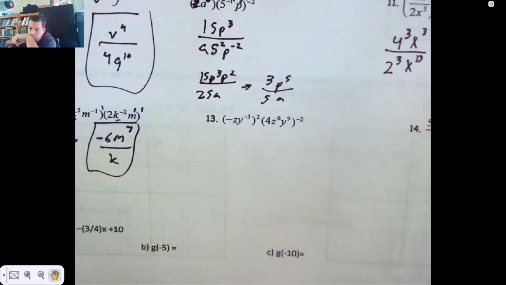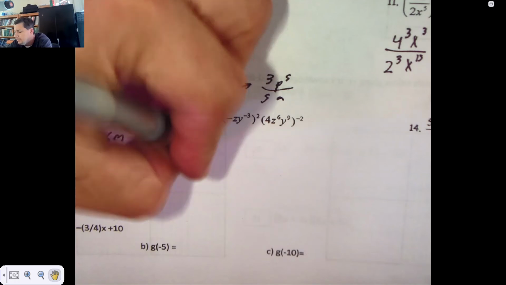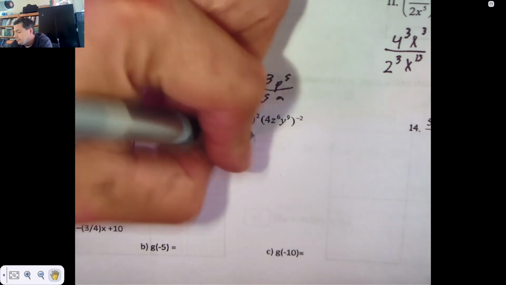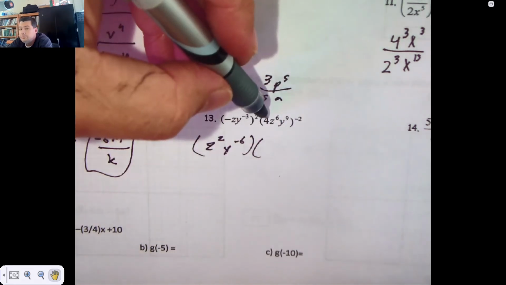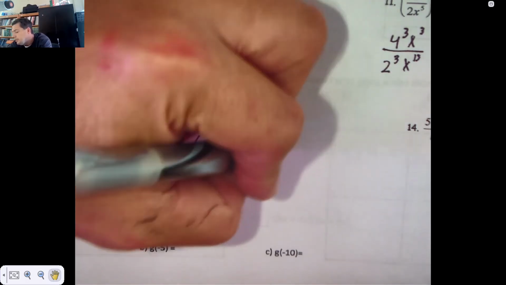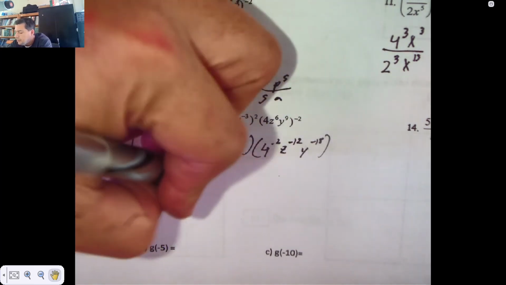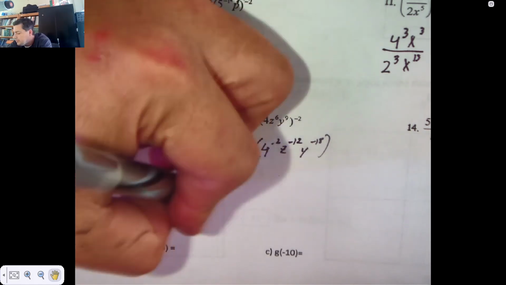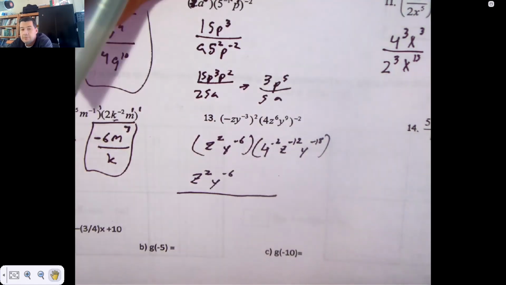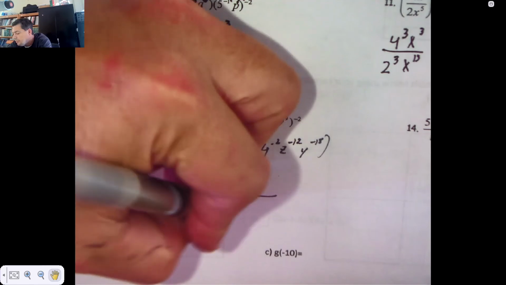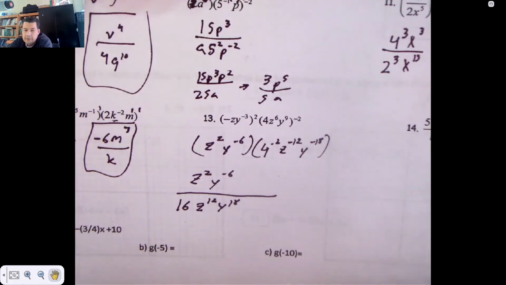And 13, you're going to square everything. If you square a negative, you become positive. Multiply y to the -6. You square 8. Oh, this needs to be done in more than one piece. 4 to the -2nd, z to the -12th, y to the -18th. So z squared, y to the -6. Those all have negative exponents. 4 to the -2nd is a 16 down low, z to the 12th, y to the 18th. And then just clean this thing up.